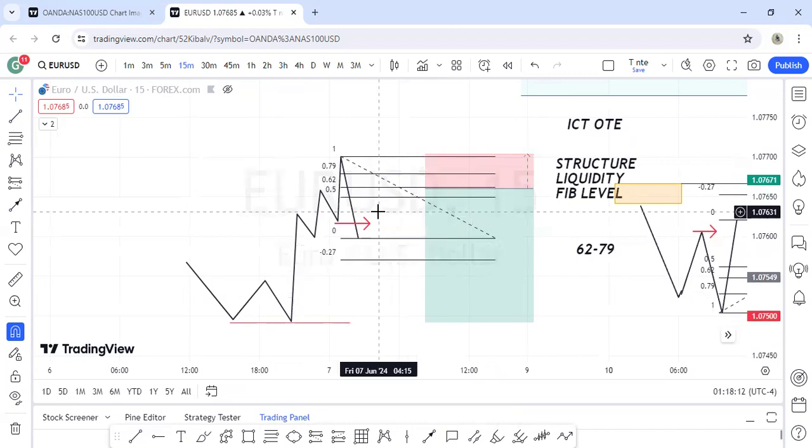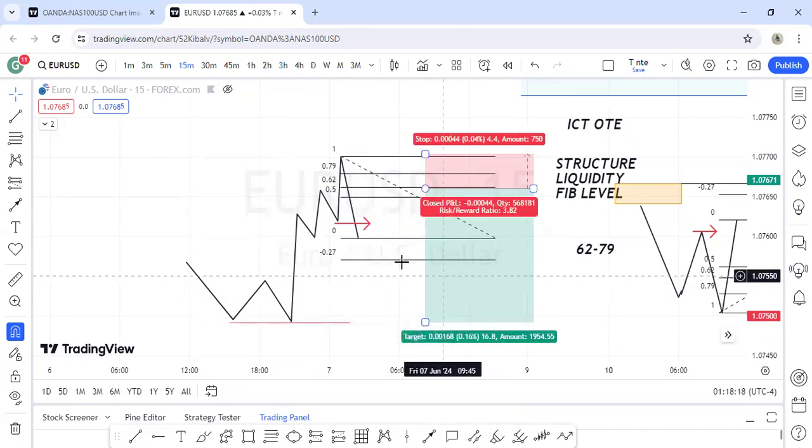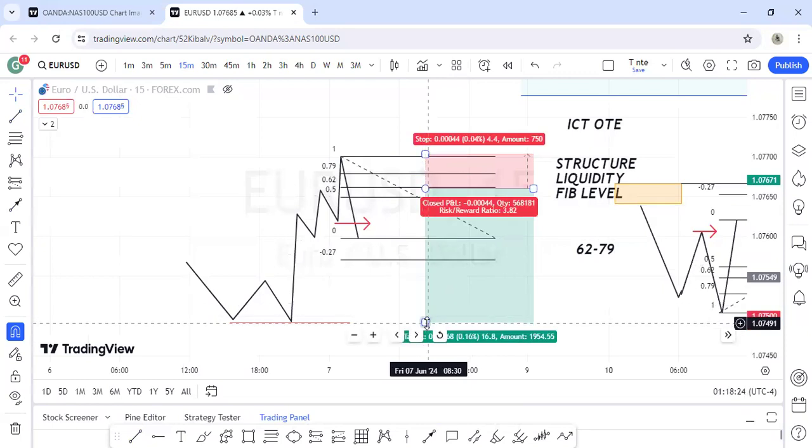Remember, the fib levels are just for entries and your profit projection. You have to also consider the structure. So this is the overall liquidity low here. You can just target this as overall take profit. First TP here, and then overall take profit at this point here. That is very, very simple.